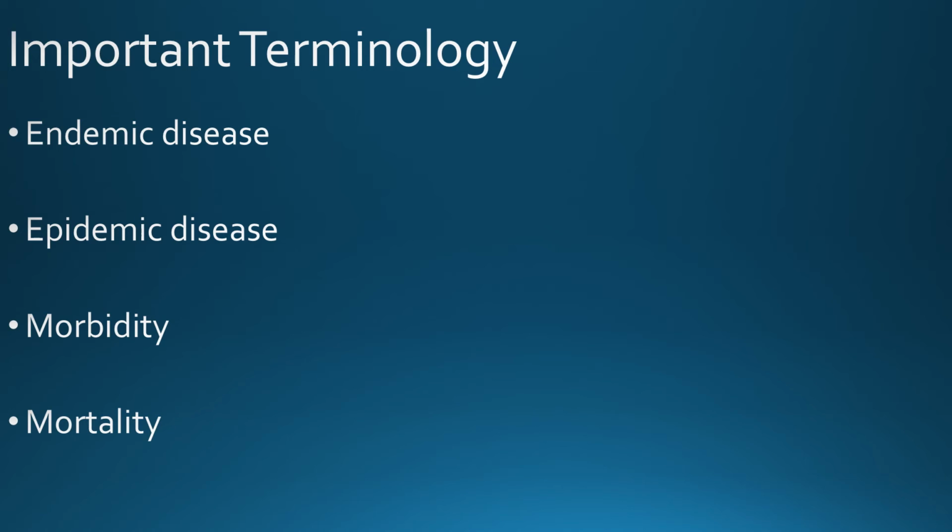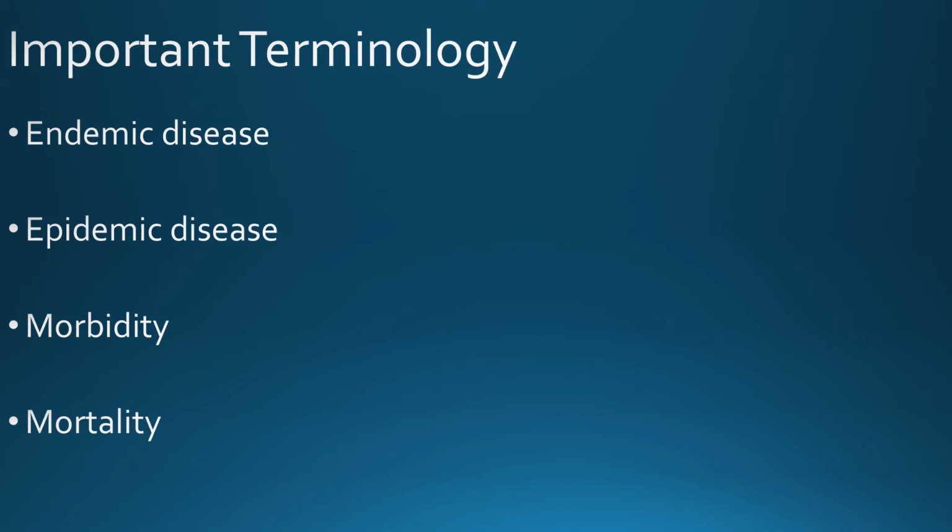Morbidity and mortality are related terms. Morbidity refers to how often a disease occurs in an area. For example, we can think about the number of people who have a certain type of cancer. That would be morbidity. How many people are living with a certain cancer? How many people are living with Lyme disease?